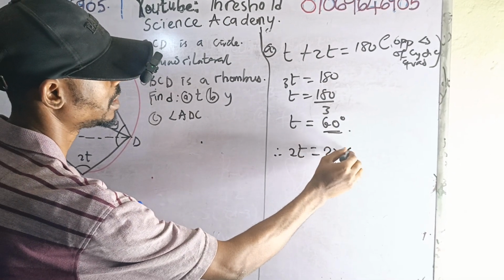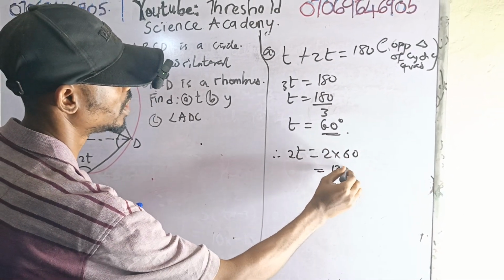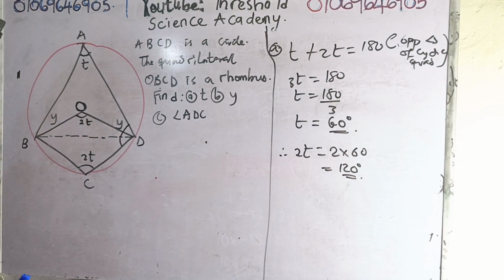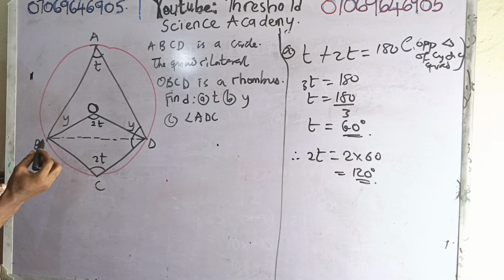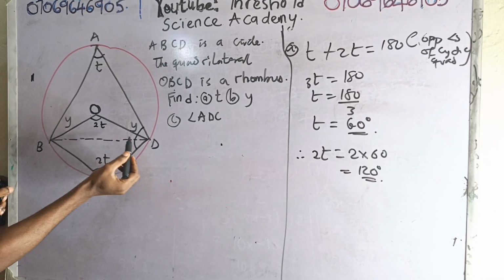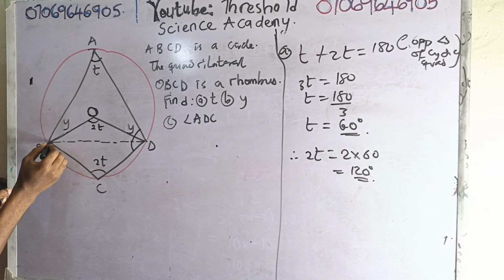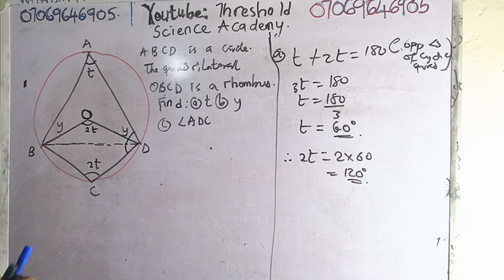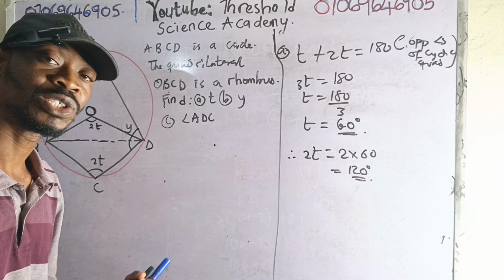2 times 60. That gives us 120 degrees. So this angle is 120 degrees. Another thing I'd like for you to know is that if you check the triangle BOD, this small triangle here, you check that it actually is an isosceles triangle.